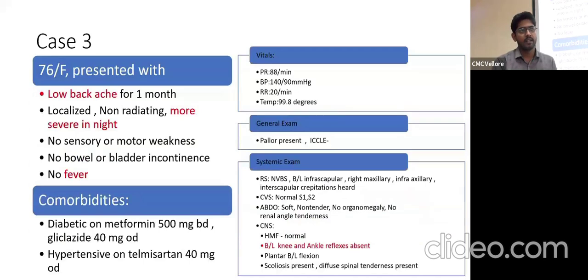The third case is a 76-year-old female presented with low back ache for 1 month, non-radiating, more severe during the night. There is no sensory motor weakness, no bowel or bladder incontinence, no history of fever. She is diabetic on metformin and a sulfonylurea, and hypertensive. Vitals are stable, and pallor is present. On systemic examination, bilateral knee and ankle reflexes are absent, and scoliosis is present with diffuse spinal tenderness.